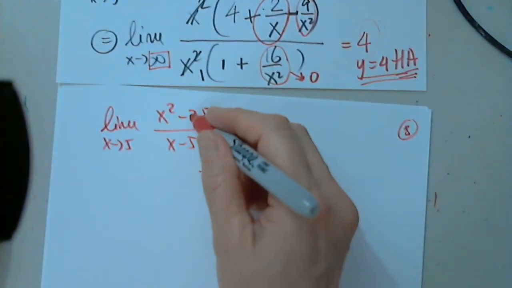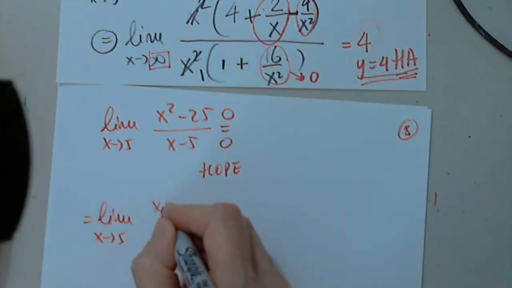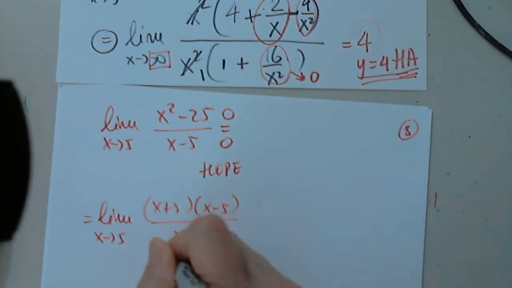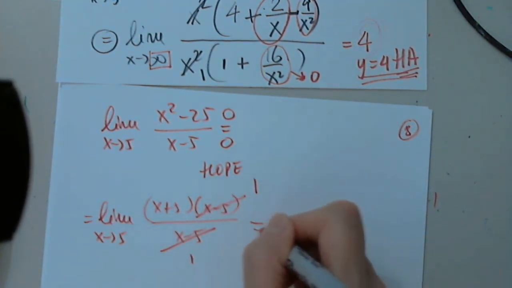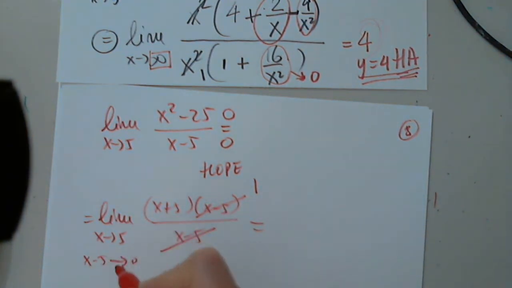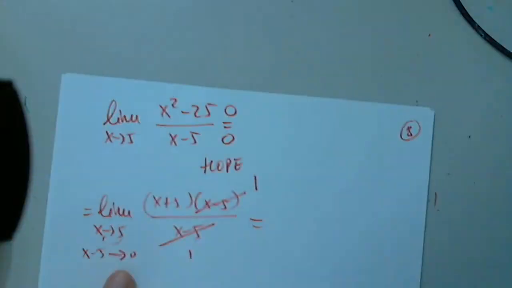So I realize that I have to factor the top into x plus 5, x minus 5. And I'm so happy because the whole problem goes away. This is the problem. When I move 5 to the other side, I know x minus 5 is the problem because x minus 5 approaches 0. That's where 0 over 0 is coming from.